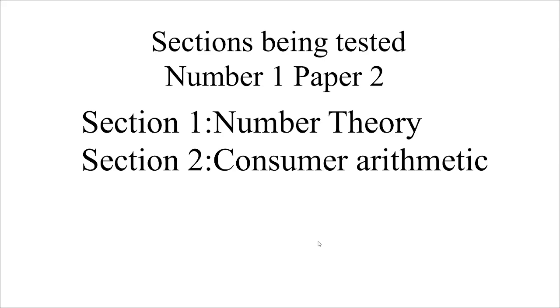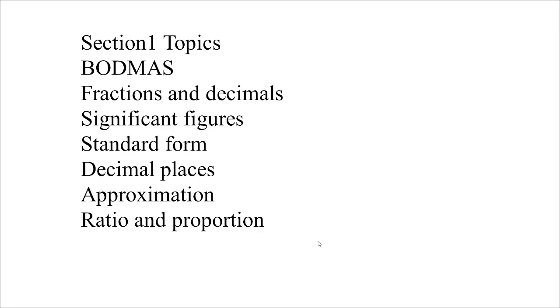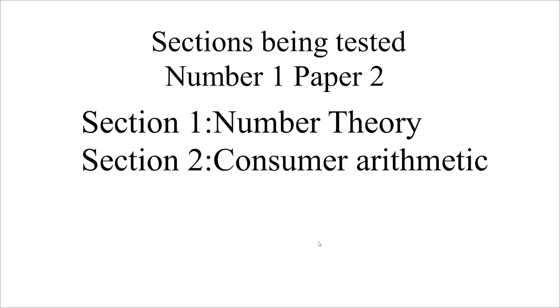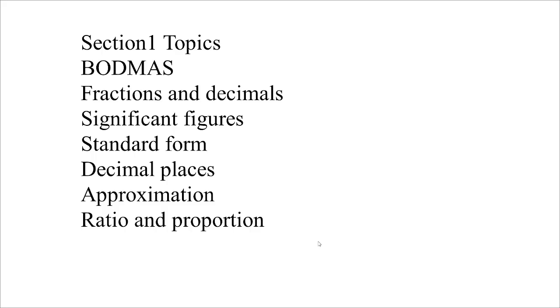Now, in Paper 2, number 1, we have two sections being tested: number theory and consumer arithmetic. In section 1, the topics being tested are BODMAS with fractions and decimals, then significant figures, standard form, decimal approximation, and ratio and proportion. These are all the things that will be tested on. Well, not all of them. It may be a combination or some of them. These are the topics that are going to be tested in section 1.